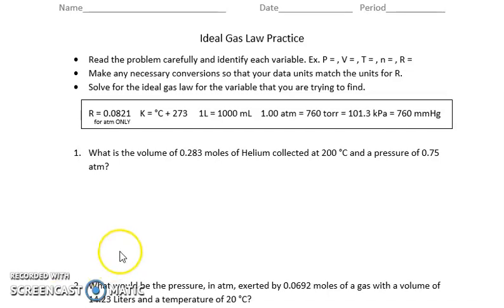Hi everyone. Today I'm going to be going over the ideal gas law problems, just working through the solutions for you so that way you can follow along and check your work as necessary.